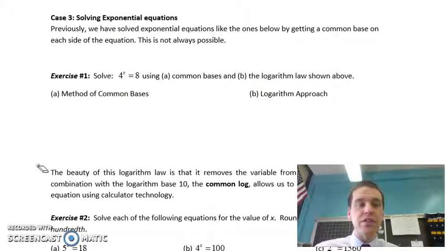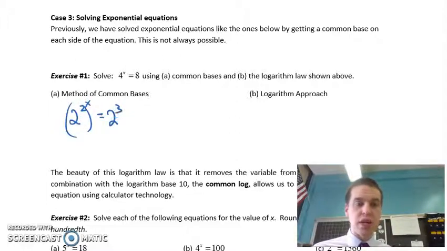The final case that we're going to do is looking at solving exponential equations. And solving exponential equations is what I think is the most important use for logs, but that's just my opinion. We're going to look here using the method that we already know how to solve, using 4 to the x equals 8. And we know that this is 2 squared raised to the x equals 2 cubed. We know when you have an exponent raised to an exponent, we can rewrite it as 2 to the 2x equals 2 cubed.